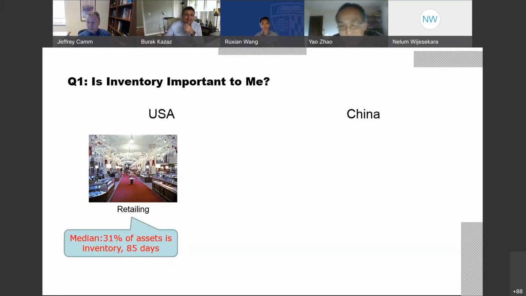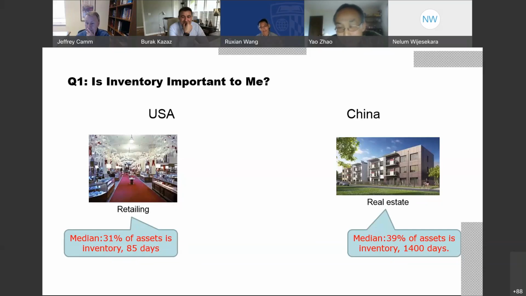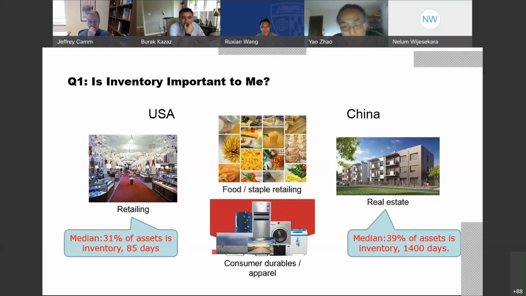All right, I'll just tell you. Real estate. So inventory is most important to real estate in China because the median is 39% of their assets tied up in inventory, or equivalently about 1,400 days of inventory, which is a disaster. Now these two countries also share some similarities. For example, inventory is important to both countries in food and staples retailing and consumer durables and apparel.